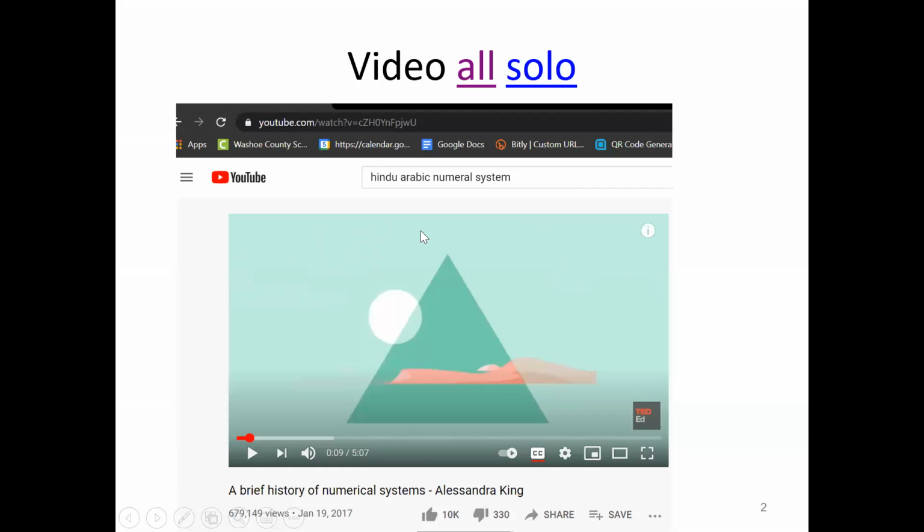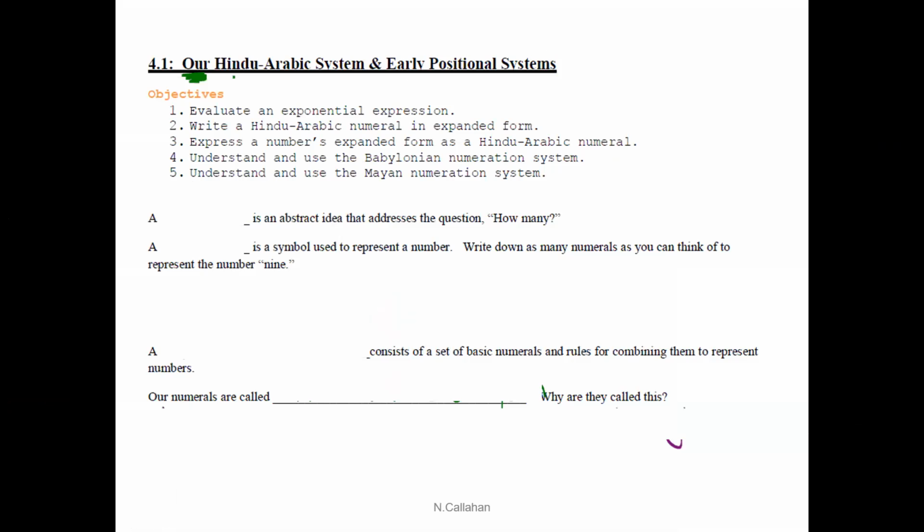So this really is the last unit of the semester, so make sure you guys grab the guided notes for this. All right, so this is the beginning of the Hindu Arabic system and early positional systems. The objective is as follows, and make sure you guys grab the guided notes.